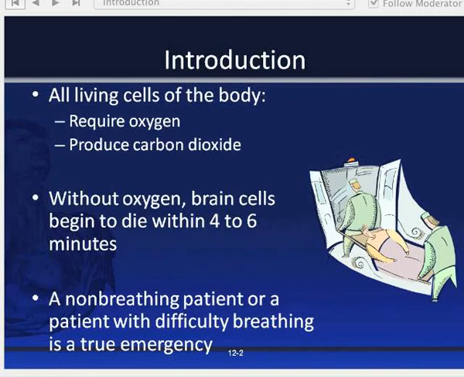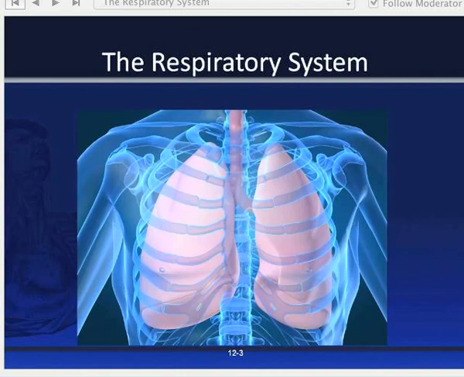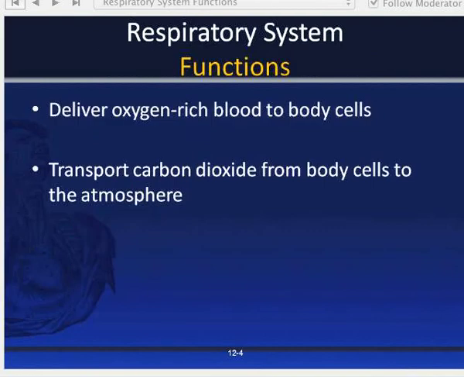Everything starts with the ABCs: airway, breathing, and circulation. If you cannot control those three things, your patient will not make it. Start out with the respiratory system.